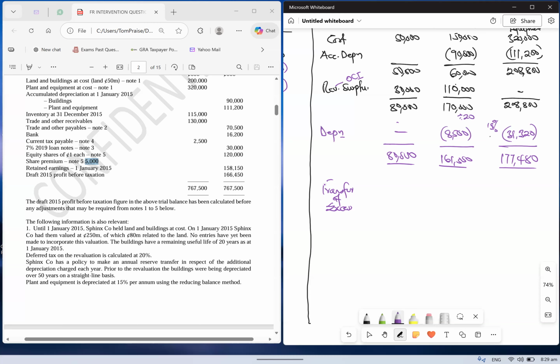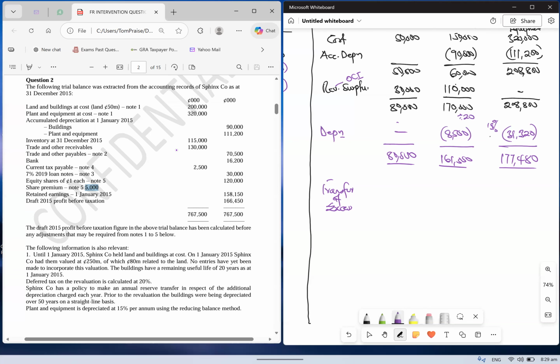The question told you that over the years, the asset was 200,000, and if you check the building part, it was 150. That's the cost, and they've been depreciating it on the straight line method. Prior to the revaluation, it was depreciated over 50 years. So the 150 over 50 years, what was the depreciation each year? 3,000.